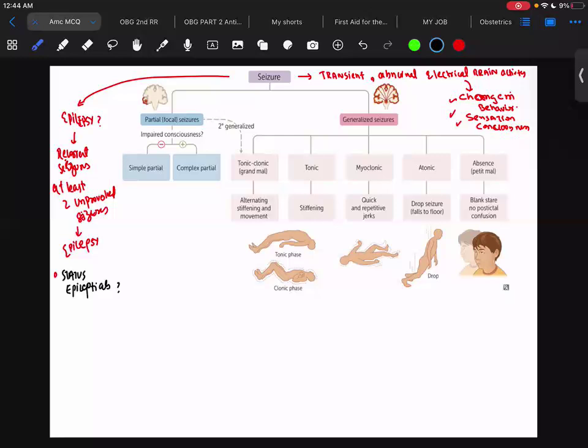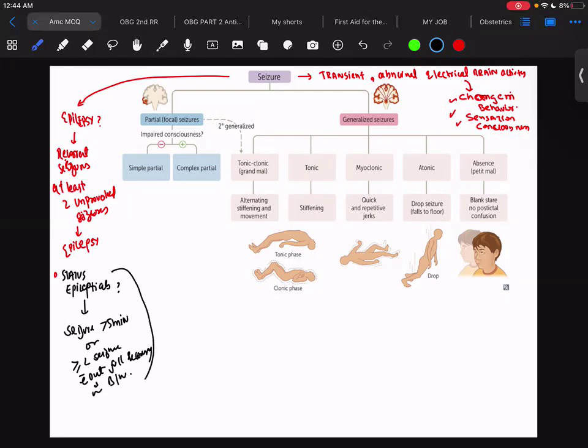What is status epilepticus? Any patient who is having a seizure which is lasting for more than 5 minutes, or there are recurring seizures, or we can say there are two or more seizures without full recovery in between. That is basically a patient for whom we have to go for clinical management.